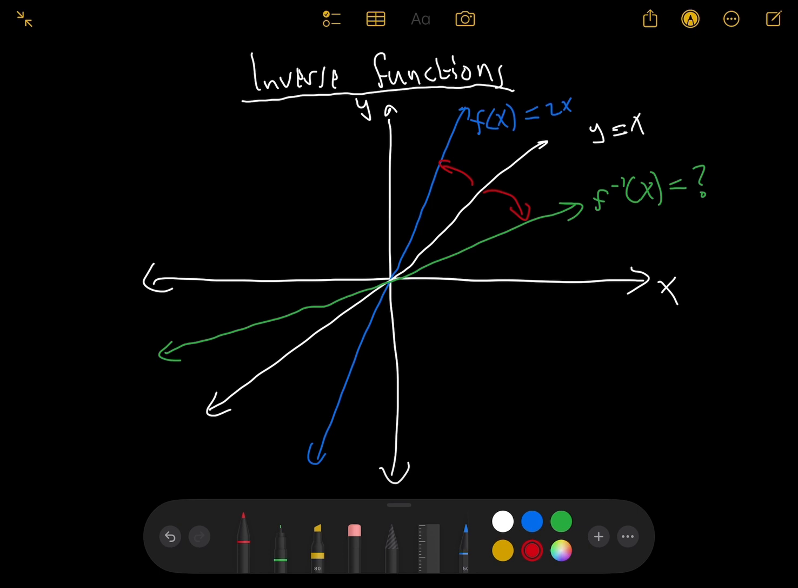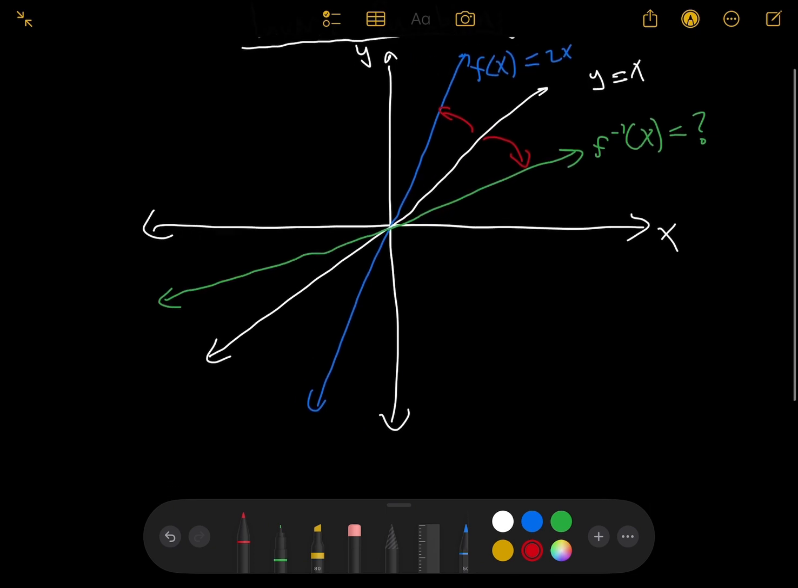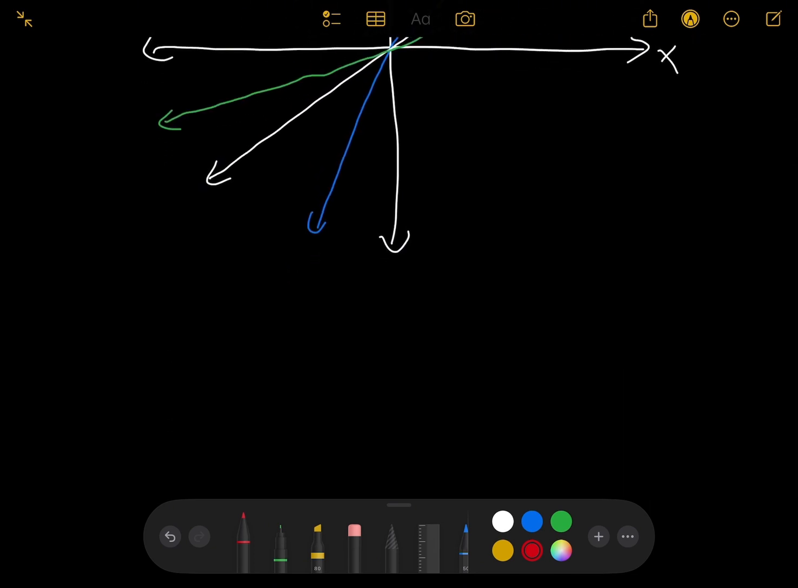So how do we derive the equation of the green graph, which is the inverse of the blue graph, about the graph of y is equal to x? The two graphs are basically the same distance from the graph of y is equal to x. We know that our graph of f of x is equal to 2x, and therefore what is the inverse graph? For the inverse graph, we have to swap the values of y and x in the function f of x.